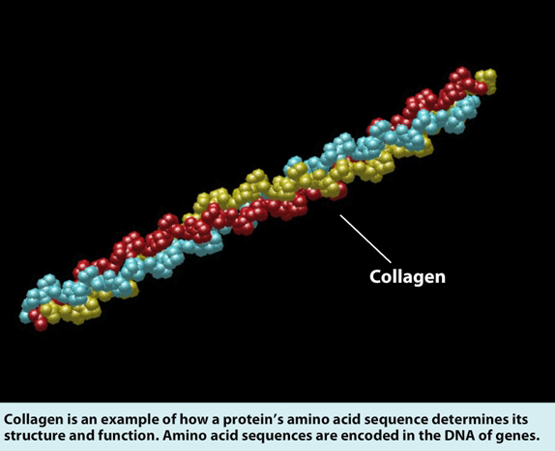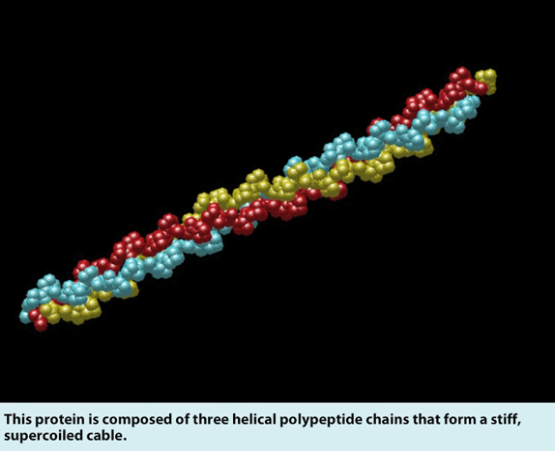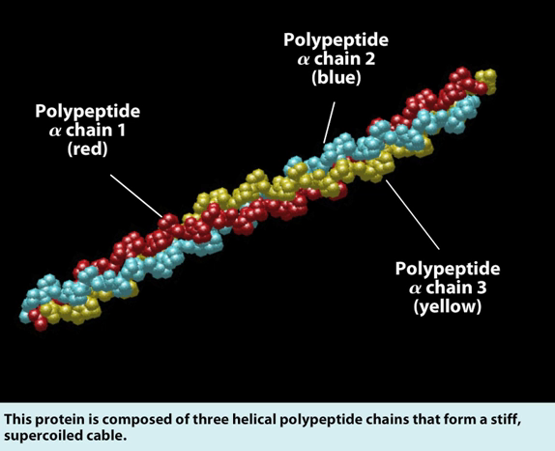Collagen is an example of how a protein's amino acid sequence determines its structure and function. Amino acid sequences are encoded in the DNA of genes. Collagen is the most abundant mammalian protein. It's the main component of skin, bones, and teeth. This protein is composed of 3 helical polypeptide chains that form a stiff, supercoiled cable.